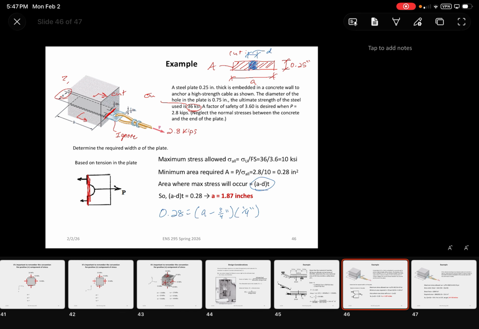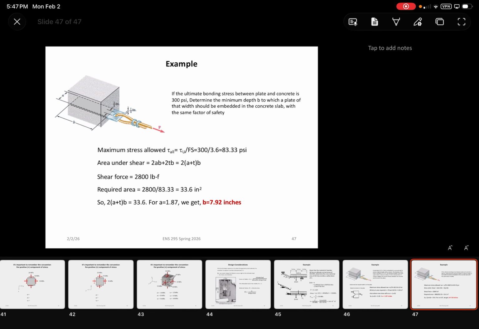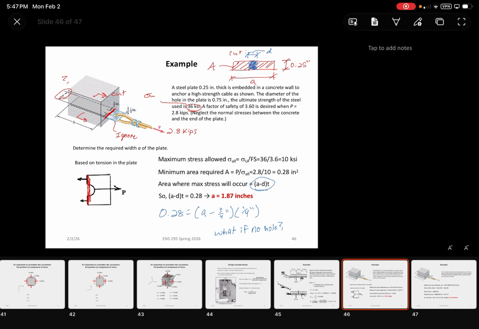Now, what if the hole wasn't there? What do you guys think the area would be? Think you can calculate that for me real quick? I'll give you guys a few minutes to figure it out.